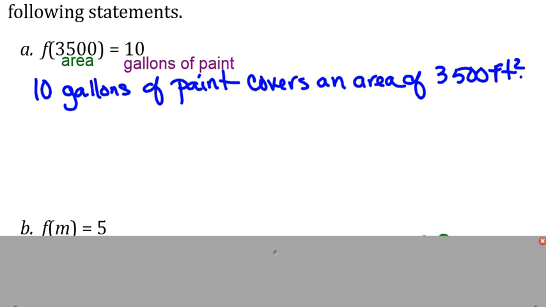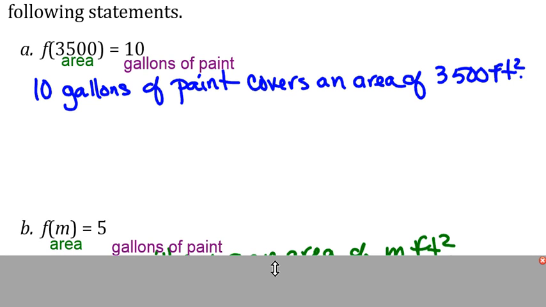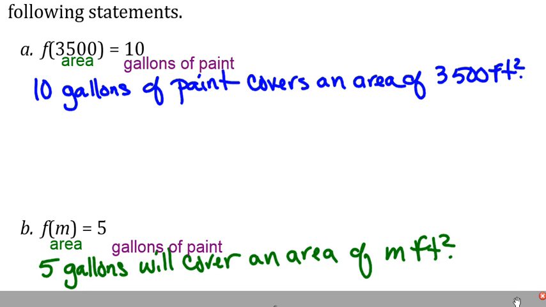So the second part was f of M equals 5. Again, what does this mean? We know the input, M, represents the area that needs to be painted, and the output is the number of gallons of paint needed. So we know 5 gallons of paint is needed to paint an area of M square feet.